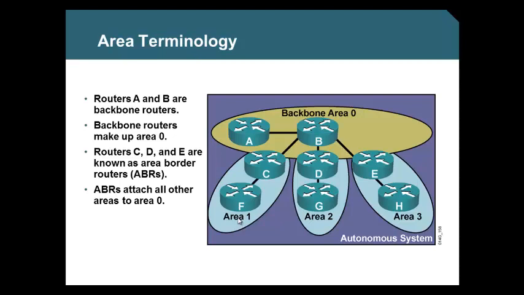See, without this area border router, it is not possible for you to take route updates from one area and give them to another area. It is only via the backbone area, area 0. That's why area 0 is called the backbone area.